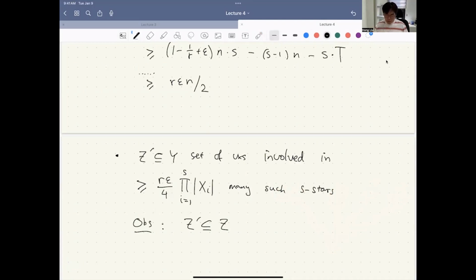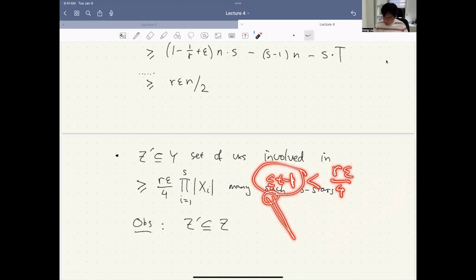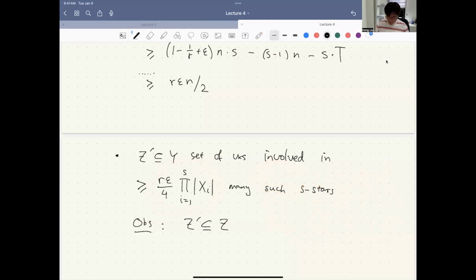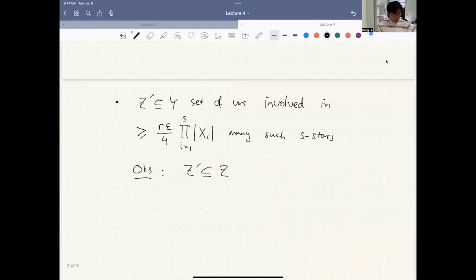Why? Because if not, then it has at most t minus 1 neighbors in one part. And this is less than r epsilon over 4 times this Xi. Okay, less than one of these. And even if you are joined to everything else, the number of stars you're involved in will be strictly smaller than this number. So Z prime must be a subset of Z. Okay, so now we can double count.